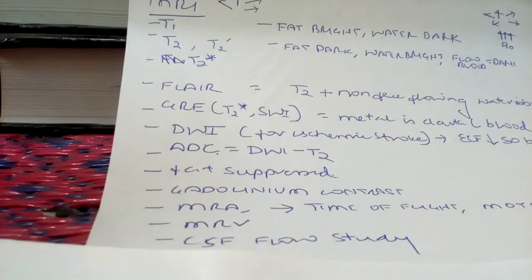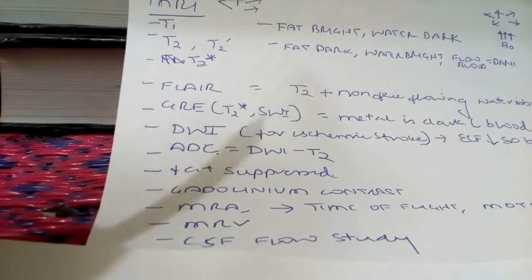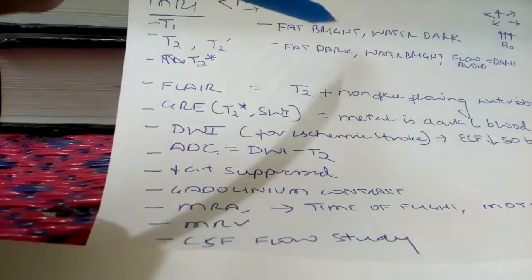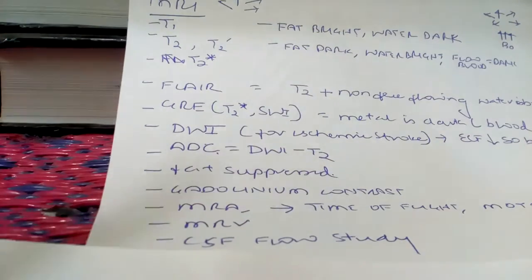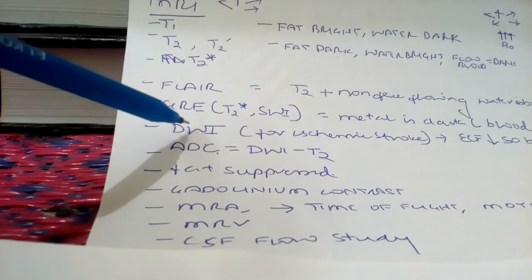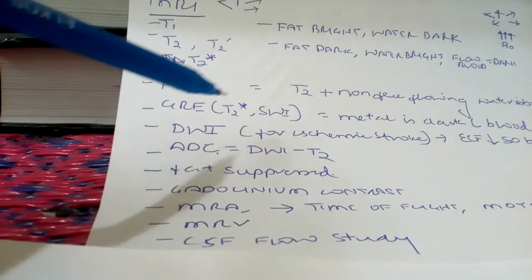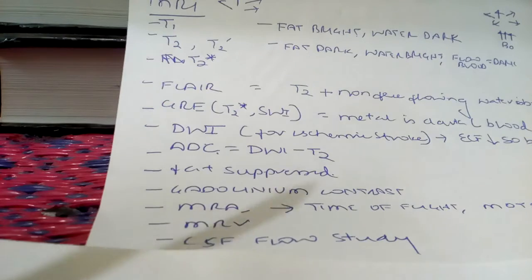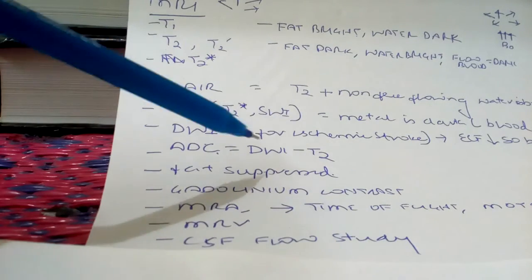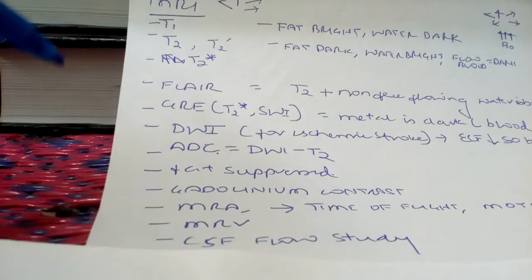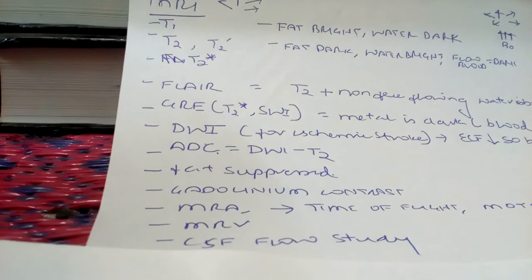Fat suppressed: fat appears bright on T1, and in diffusion weighted images the extracellular fluid will also appear bright. So to differentiate the fat from the extracellular fluid, fat suppressed images are used.